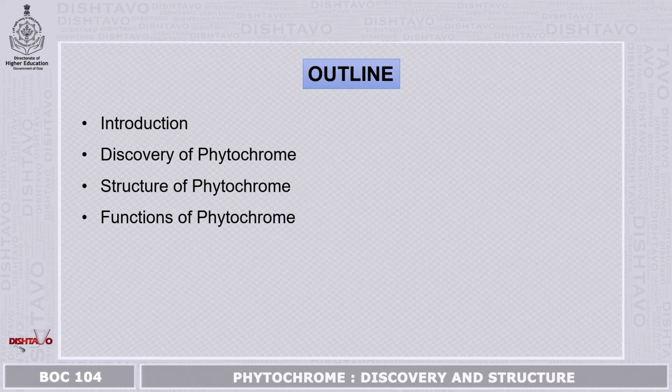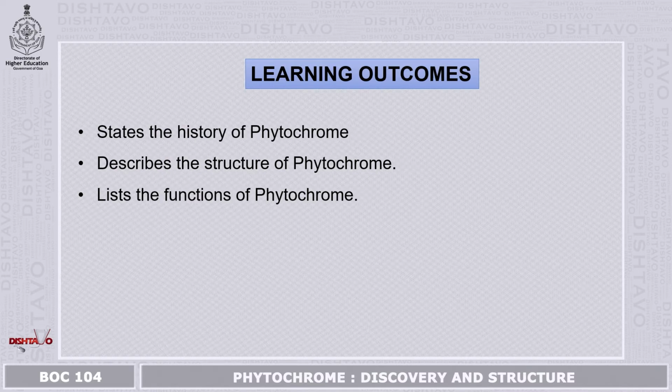Outline: Introduction, discovery of phytochrome, structure of phytochrome, functions of phytochrome. Learning outcomes: states the history of phytochrome, describes the structure of phytochrome, and lists the function of phytochrome.